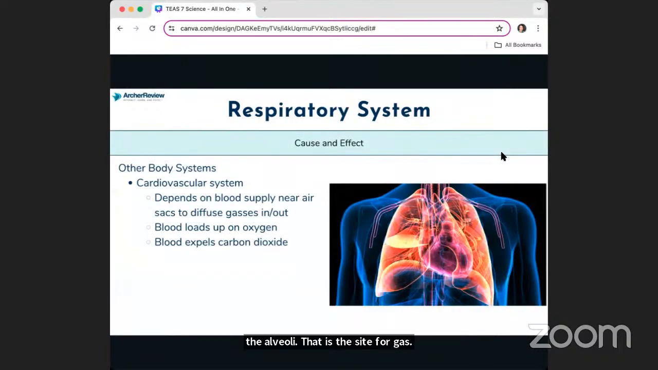The respiratory system does not work in isolation. As we just talked about, the gases have to be able to diffuse into the blood or out of the blood and back to the lungs. And so there is a heavy relationship between the respiratory system and the cardiovascular system, because of that dependence on the blood supply near those air sacs, or those alveoli, for those gases to exchange in and out. And just a reminder, the blood will load up on oxygen, deliver it to all parts of the body, and in exchange, the blood gets rid of or expels carbon dioxide, giving it back to the lungs so that you can exhale and get it out of your body.